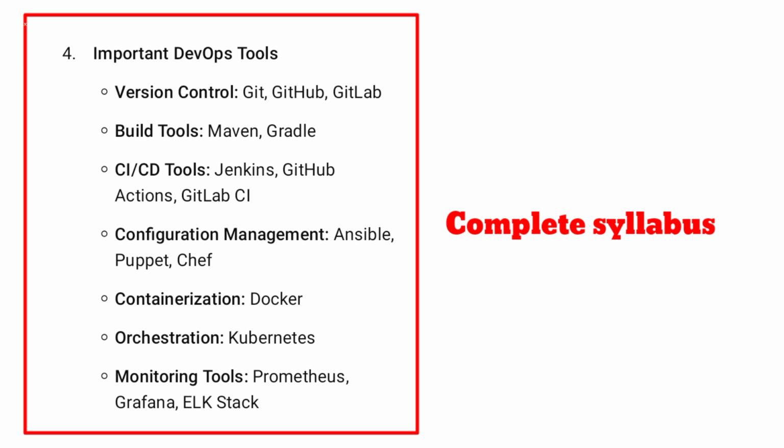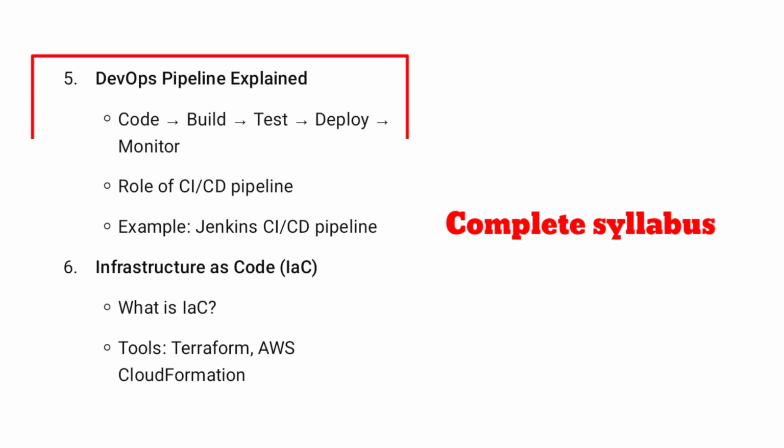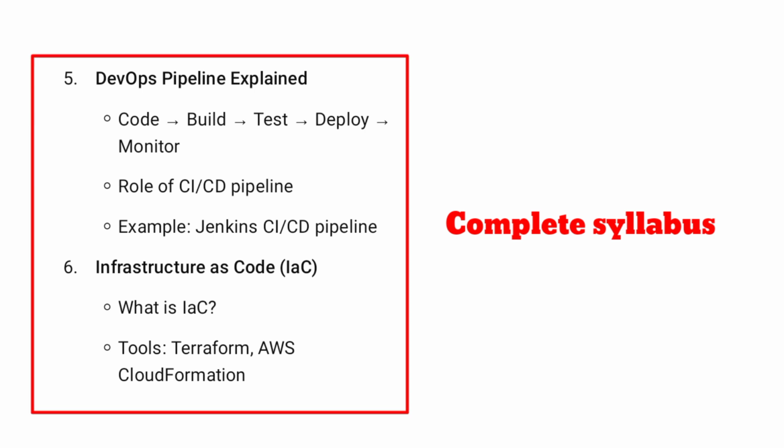4. Important DevOps tools. Version control: Git, GitHub, GitLab. Build tools: Maven, Gradle. CI/CD tools: Jenkins, GitHub Actions, GitLab CI. Configuration management: Ansible, Puppet, Chef. Containerization: Docker. Orchestration: Kubernetes. Monitoring tools: Prometheus, Grafana, ELK Stack. 5. DevOps pipeline explained. Code, build, test, deploy, monitor. Role of CI/CD pipeline. Example: Jenkins CI/CD pipeline.